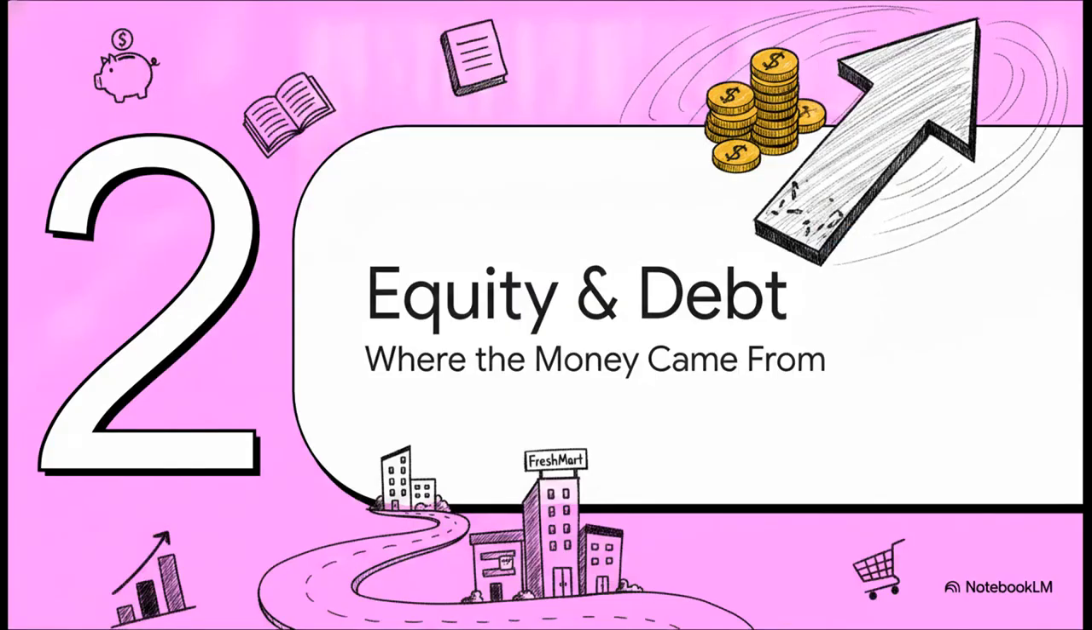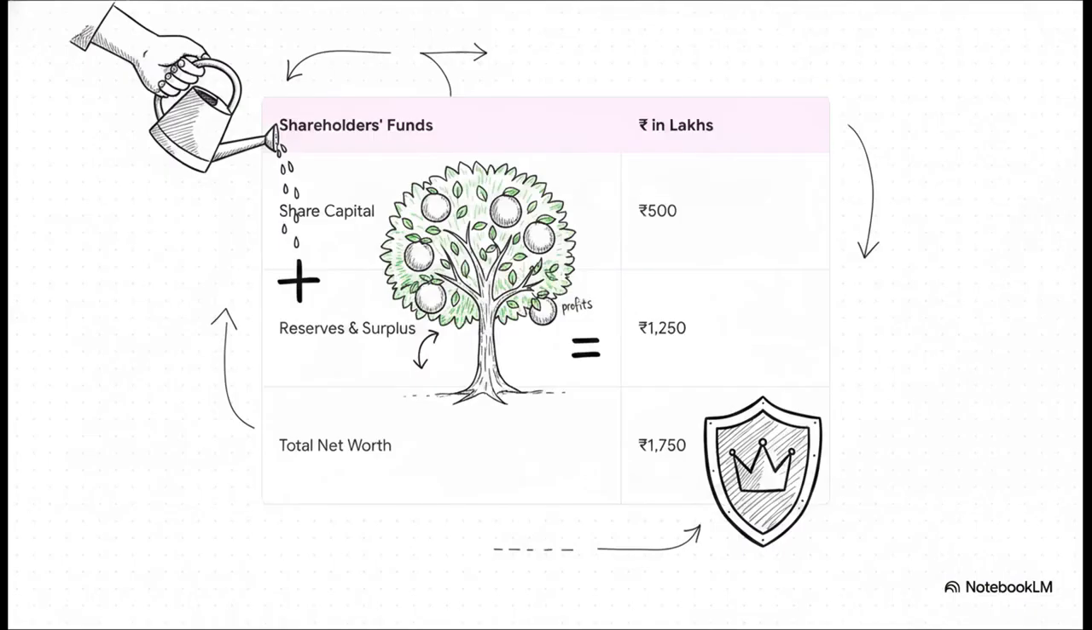Moving on to Section 2, equity and long-term debt, or where the money came from. Let's start our walk down the right side of the balance sheet to uncover exactly where FreshMart got its funding. First up, we look at the shareholders' funds, which is also known as equity. Put simply, this is the money that belongs to the owners. Share capital, sitting right there at 500 lakhs, is the founders' seed money. It's the initial investment they put in to get the supermarket off the ground in the first place.